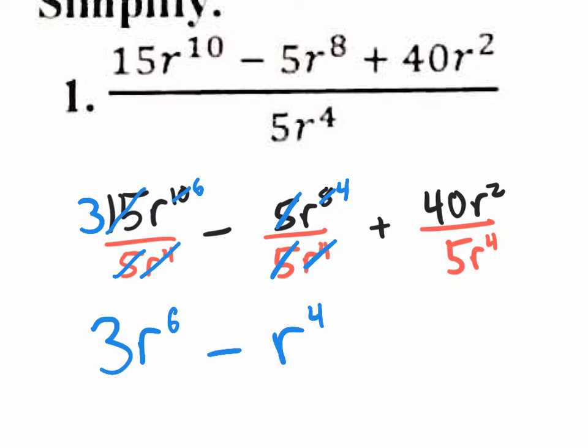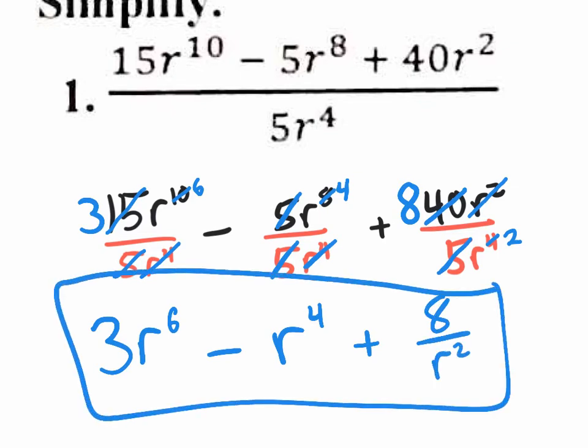And the last one, 40 divided by 5? 8. So 40 divided by 5 is 8. You're going to put that 8 up on top because the 40 was up on top. And then r squared, the 2 r's up on top completely cancel with 2 of these 4, and you'll have 2 left over on the bottom. So what do we have as our final answer? Plus 8 over r squared. There's your final answer. Now that's a heck of a lot easier than trying to do long division.